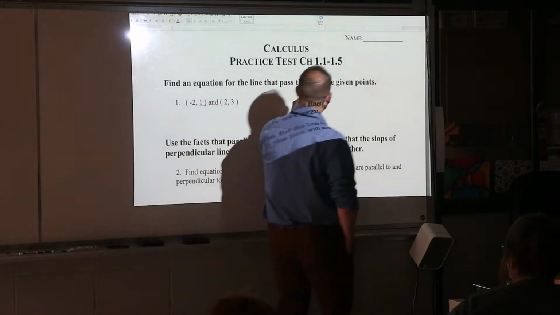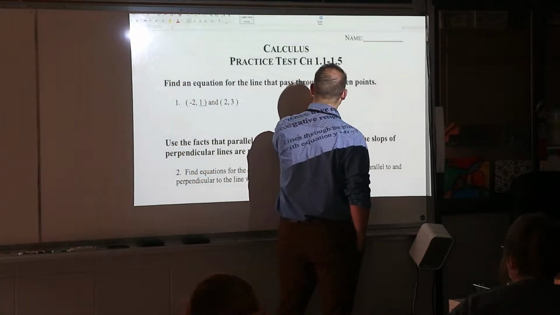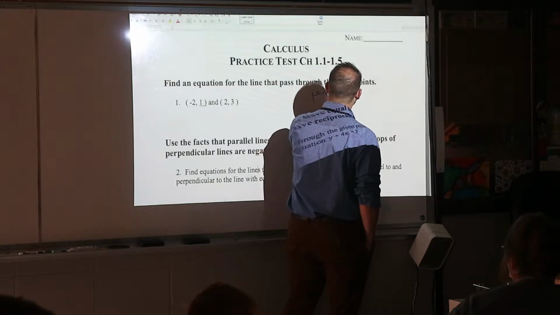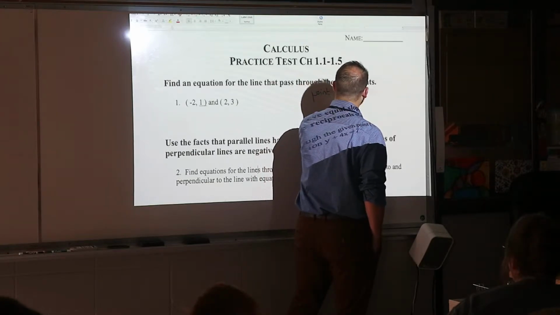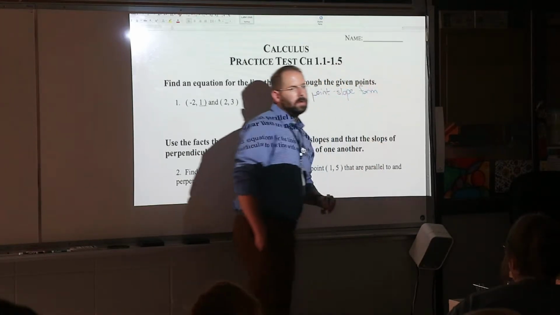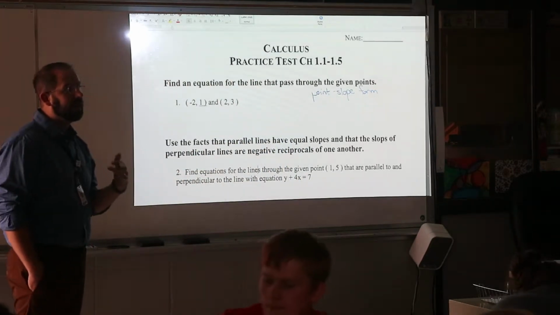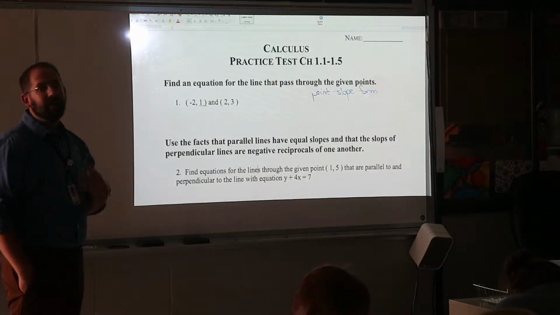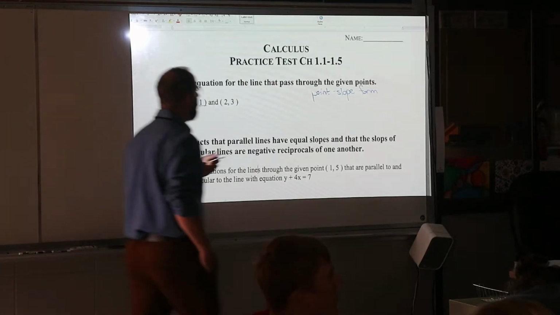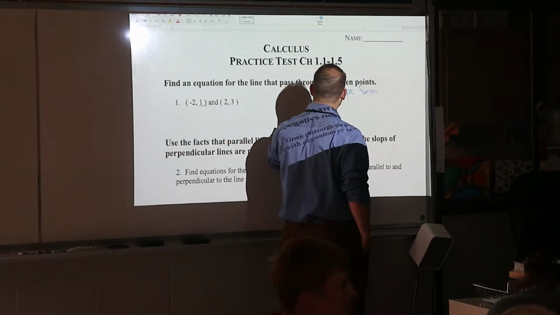If you're going to point slope, y minus y1 equals m times x minus x1. Do we have to specify what forms? No, you just have to get into one of the forms, and it has to be written correctly in that form. So if I go to point slope, this is the form that we need to have.